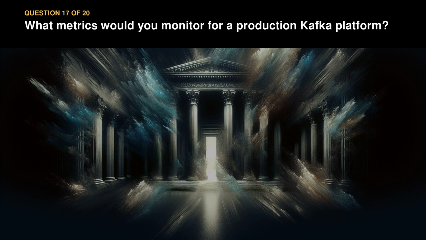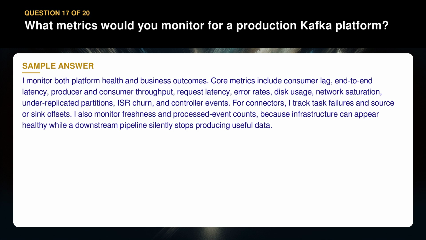Question 17. What metrics would you monitor for a production Kafka platform? I monitor both platform health and business outcomes. Core metrics include consumer lag, end-to-end latency, producer and consumer throughput, request latency, error rates, disk usage, network saturation, under-replicated partitions, ISR churn, and controller events. For connectors, I track task failures and source or sink offsets.